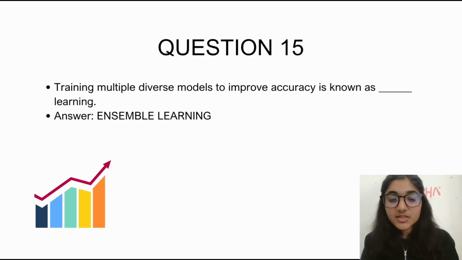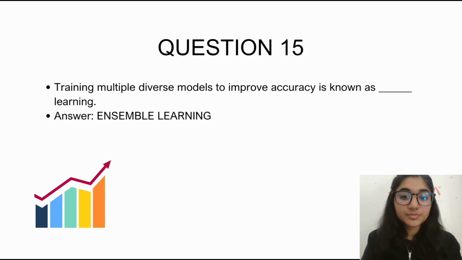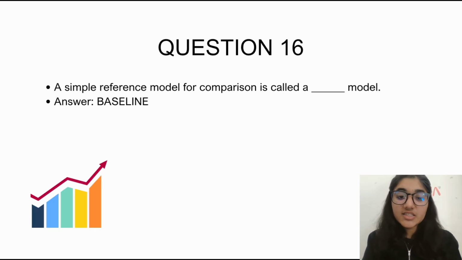The 16th question is, a simple reference model for comparison is called a dash model. So the answer is baseline model. The 17th question is, independent unchanging data samples are described as which data? So the answer is static data.